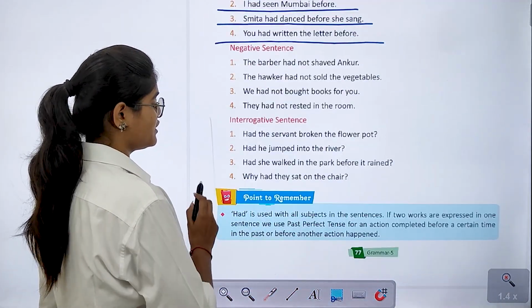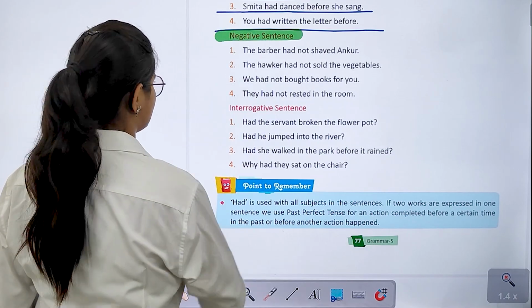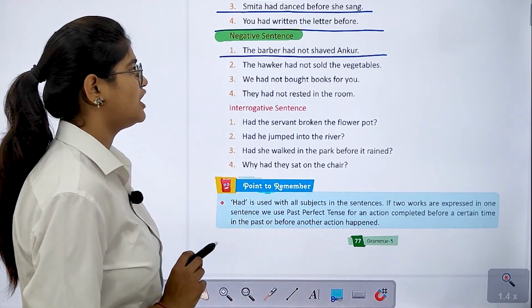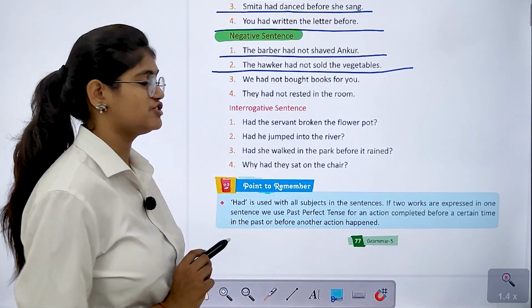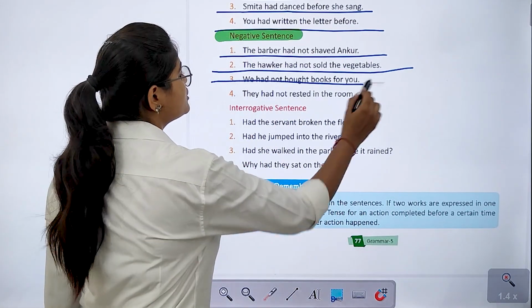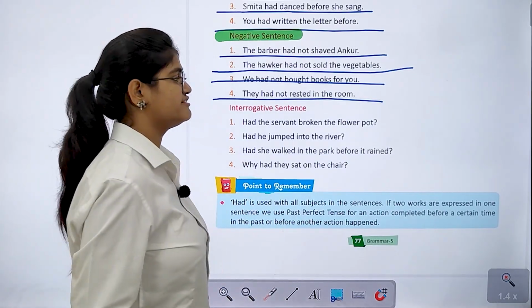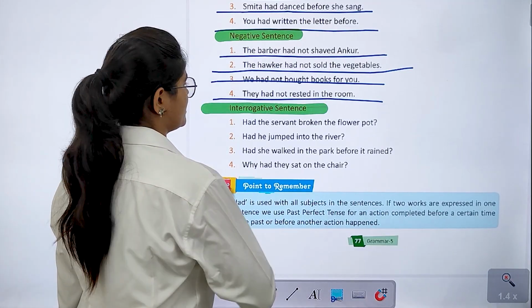After that let's move ahead as we have the negative sentence. So what are the negative sentences? The barber had not shaved Ankur. The hawker had not sold the vegetables. We had not bought books for you. And they had not rested in the room, right? Next is the interrogative sentence.